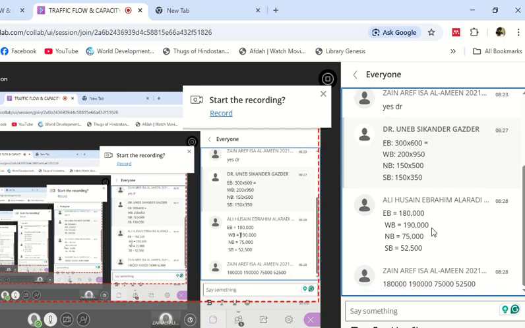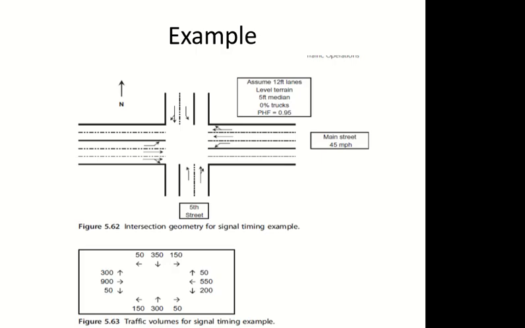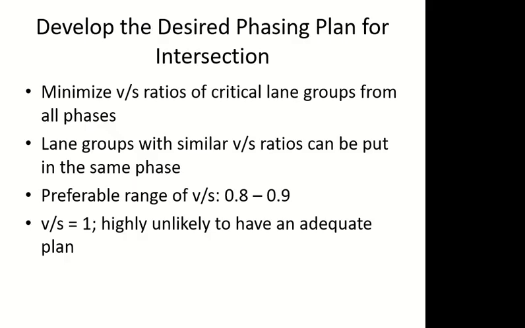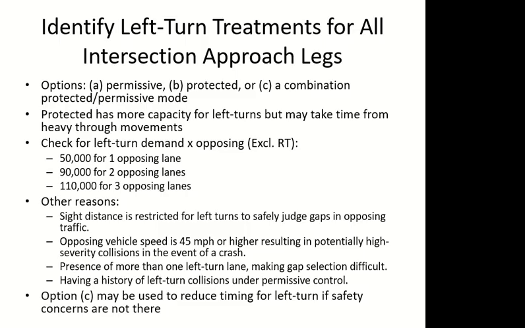So if you have 2 opposing lanes, east west, for two opposing lanes our limit is 90,000. If east west goes more than 90,000, we will have a separate left turning phase. And for north south, one opposing lane, so the limit is 50,000. If you cross 50,000, then we will have a separate phase for left turning in the north south direction.